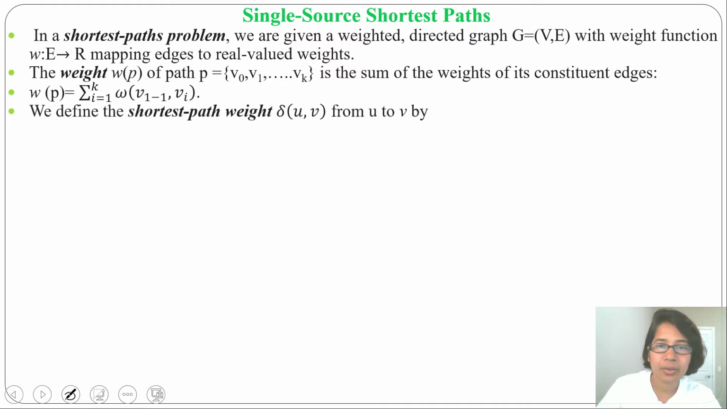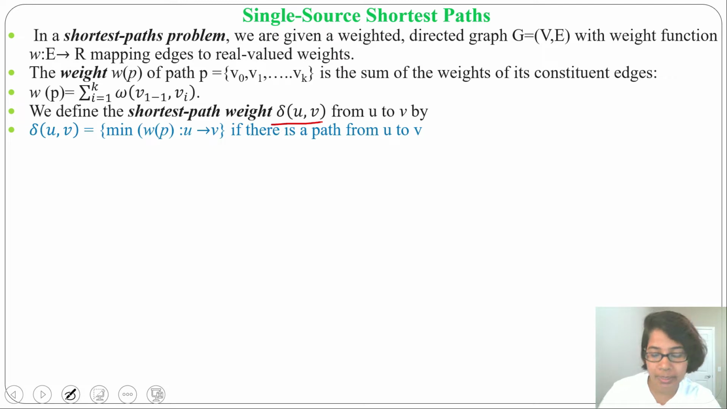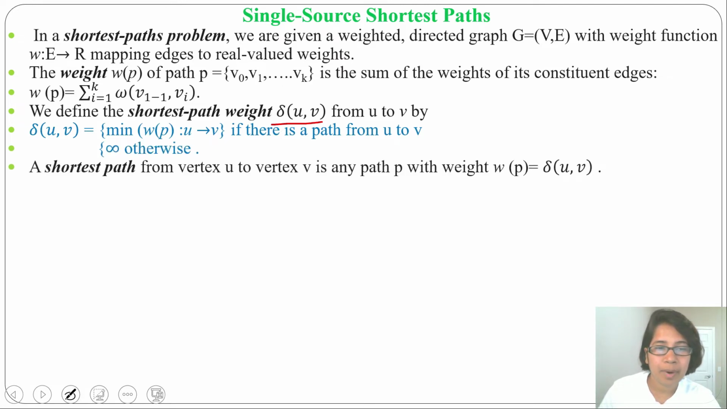We can define shortest path by delta(U,V). So delta(U,V) equals the minimum path cost from U to V if some path is present. If there is no path, then it is infinity. A shortest path from vertex U to vertex V is any path with weight W(P) equal to delta(U,V). Delta(U,V) is the distance, W(P) is the weight of that path. So the weight of that path equals the distance from U to V.